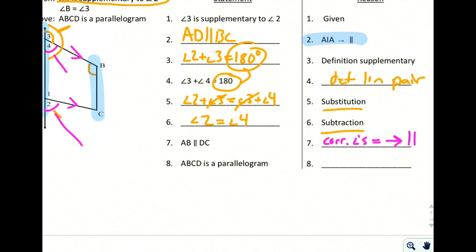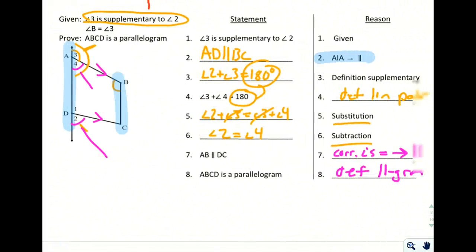And then the last step, we have a parallelogram. And whenever you get a shape, it's by the definition of that shape. So definition of parallelogram. Because we proved this side and this side were parallel earlier, now we prove that those two are parallel. And two sets of parallel sides is enough to prove a parallelogram.